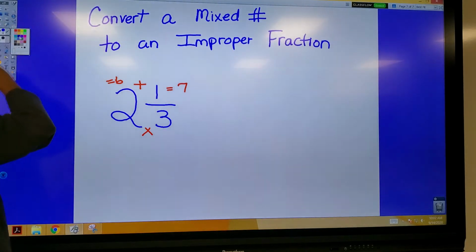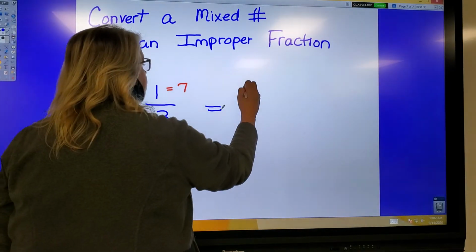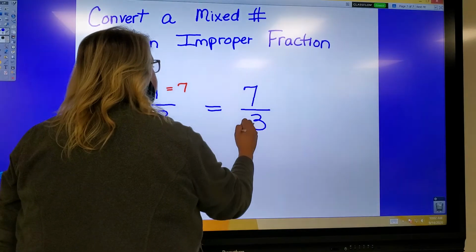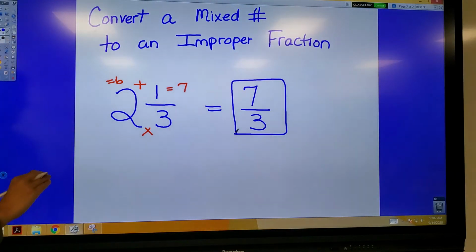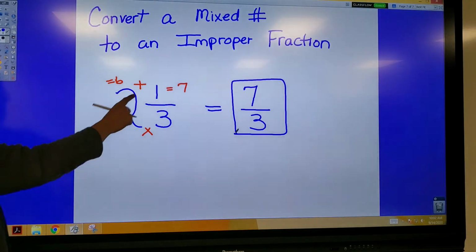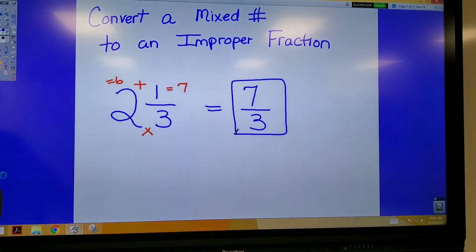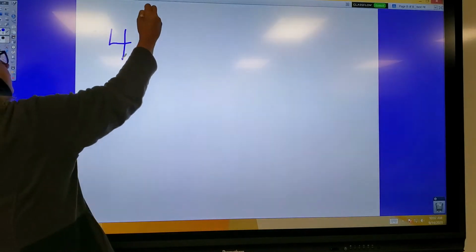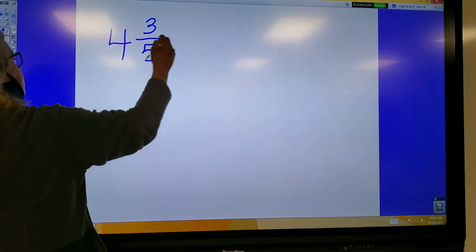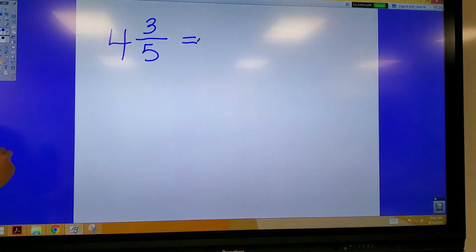So what is your improper fraction? 7 over 3. So your denominator stays the same. The only thing that changes is going to be your numerator. 3 times 2 plus 1. That's how we got our 7. So how about you try one of these? Let's do 4 and 3/5. Go ahead and try that one.